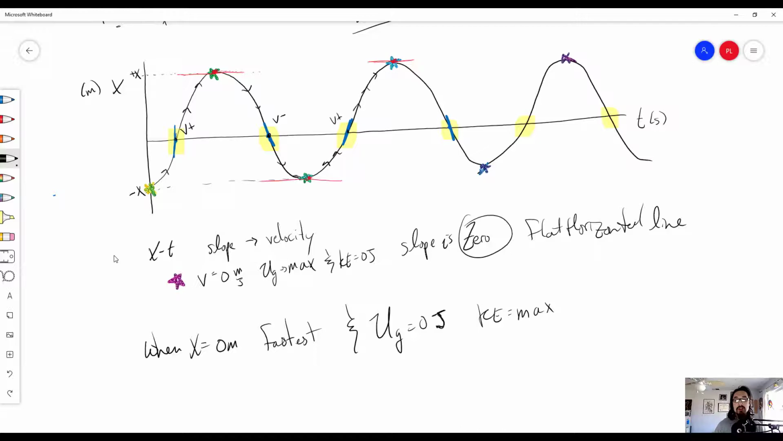And then let's follow this trend right here, because the slope is 0, not moving, it comes to a stop, and then it speeds up again. And at this point, it's moving fastest, and it's negative. So the trend continues over and over. The speed is the same for all those, but the direction just changes from positive to negative. Very important.